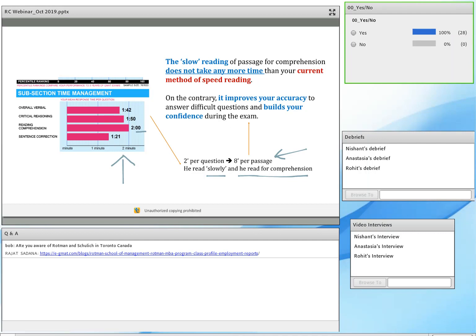I want you to understand that slow reading of a passage for comprehension does not take any more time than your current method of speed reading. On the contrary, it improves your accuracy, because you are able to answer questions correctly because of your enhanced comprehension, and it builds your confidence during the exam.